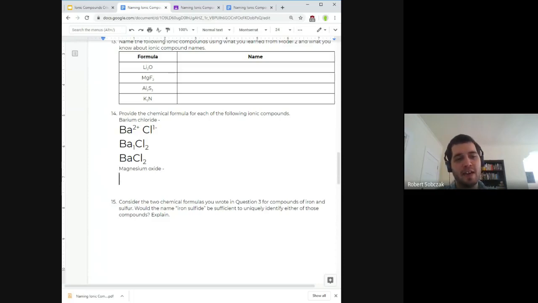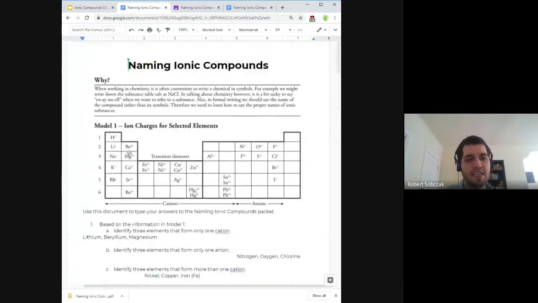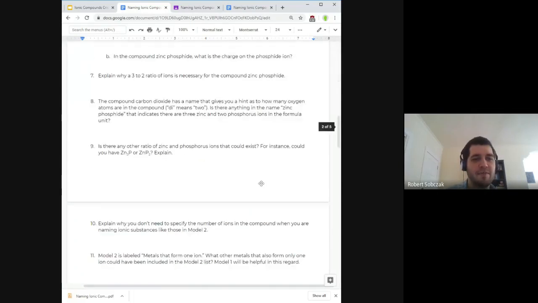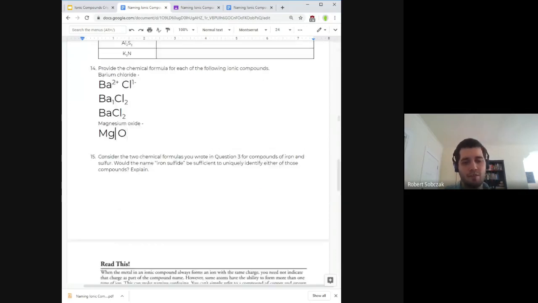All right, magnesium and oxygen. We've got magnesium, we've got oxygen. We have to check the charges on those. Magnesium has a charge of 2 plus. Oxygen has a charge of 2 minus. Magnesium's in the 3rd row. Oxygen's in the 2nd row. I trust that you'd be able to find them given time, but I'm kind of blasting through this right now. Magnesium charge 2 plus, oxygen charge 2 minus.